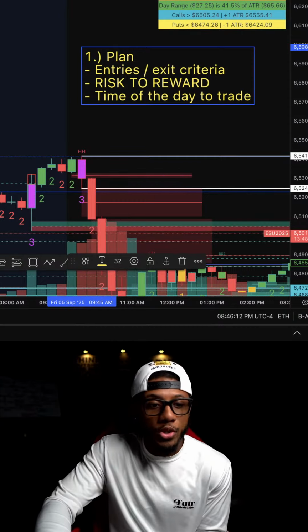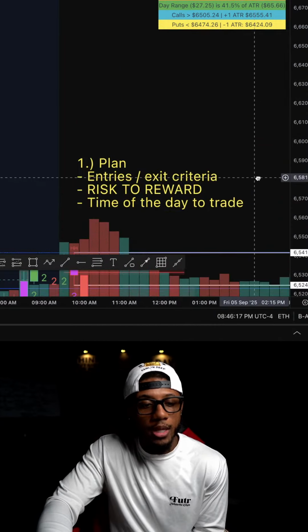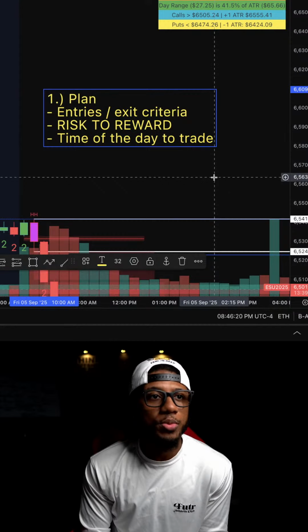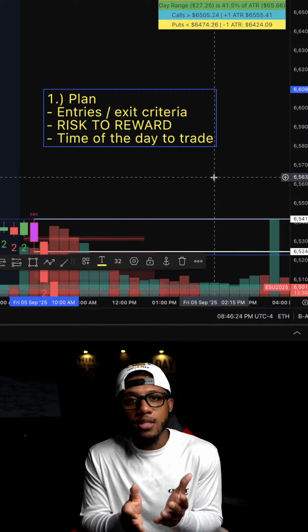Second rule is your risk to reward. So this is something that, for me personally, I had kind of struggled with in the beginning because I was using a lot of different strategies. Like I said, I paid for a ton of different courses and groups and things like that. So I had a lot of different ways of different things that work, right?